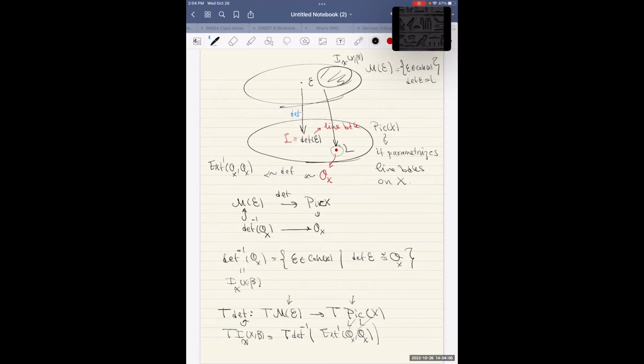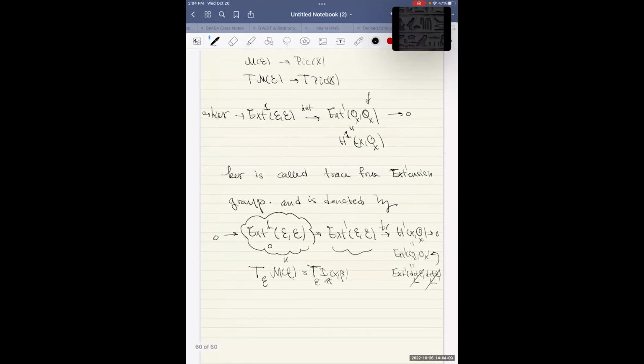Similarly for obstructions. So on the level of obstructions, there is always a map from Ext^2(E, E) to Ext^2 of the determinant of E, which is Ext^2(O, O), which is H^2(X, O_X). And the kernel of this map is exactly the trace-free Ext^2. Okay? That's how it is. These are the obstructions.